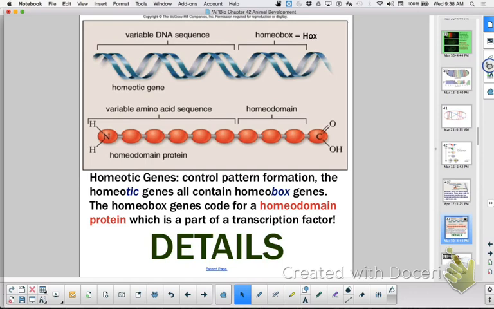Okay, so what's inside of your homeotic gene? There's another one now, the homeobox. The box is the one that's actually coding for the transcription factor, which is then going to influence the next step. It keeps kind of breaking it down.